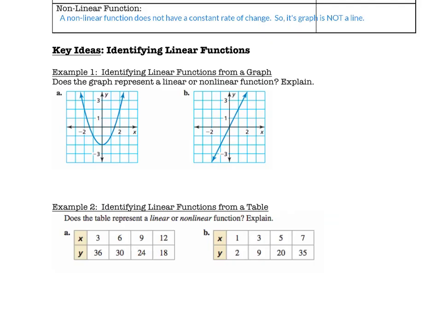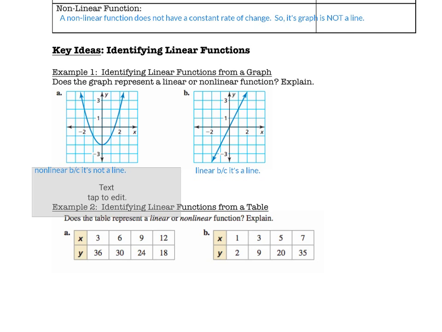Key ideas. Identifying linear functions. In example 1, we need to find out if the graph represents a linear or a nonlinear function and explain. So when you look at graph A, is that a straight line? And the answer is no. So A is nonlinear because it's not a straight line. Letter B, that is a straight line, so that function is linear. So write down nonlinear because it's not a line under A, and linear because it's a line under B.